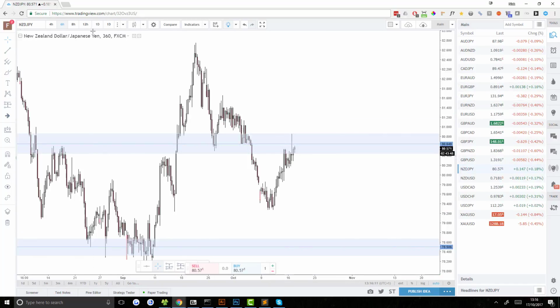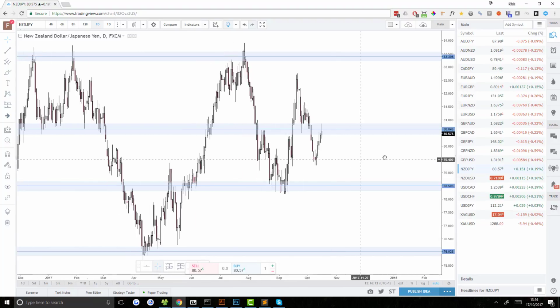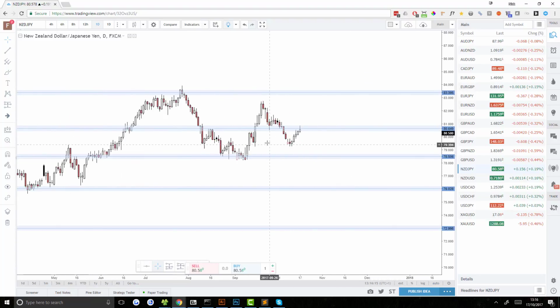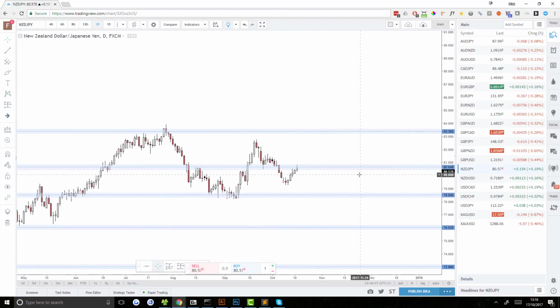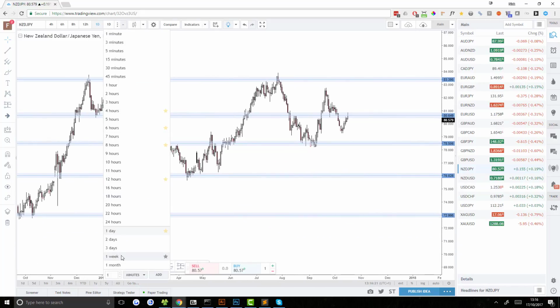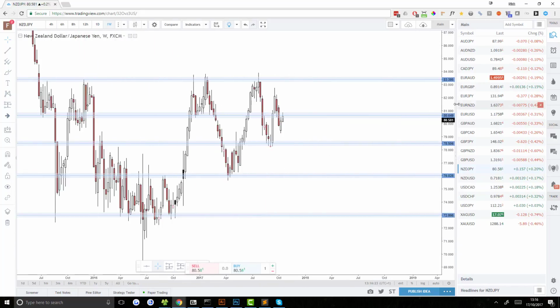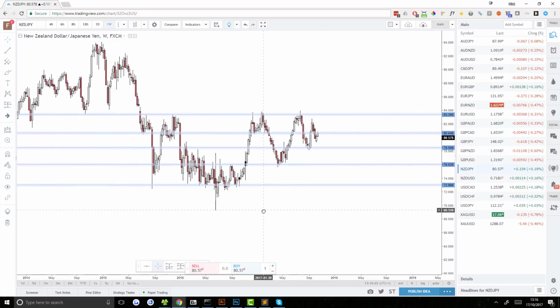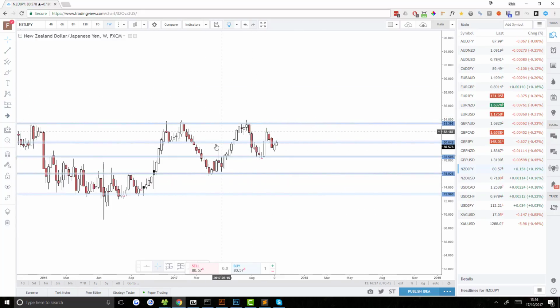NZDJPY. Okay, here we finally have something. I thought we weren't going to get anything today. This actually looks somewhat decent. Let's try and figure out what the overall trend is on this pair. There is none. It's not really trending up or down. It's kind of ranging.